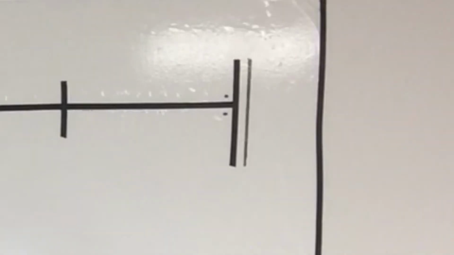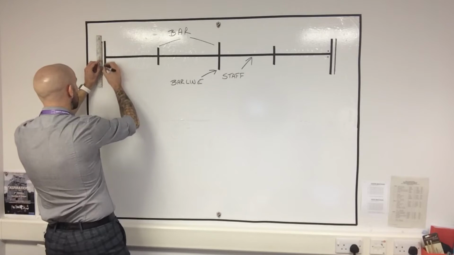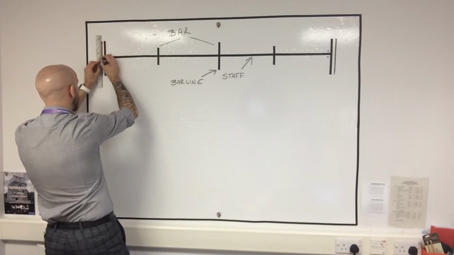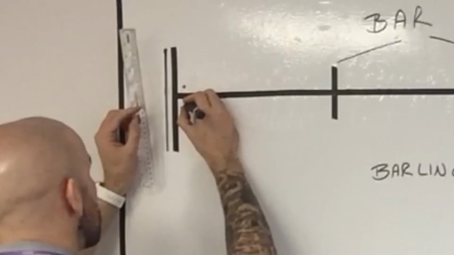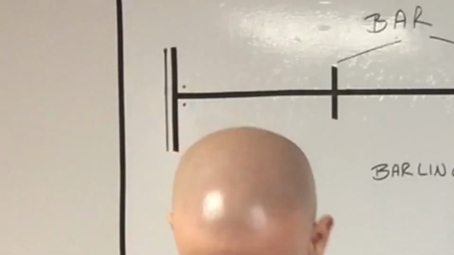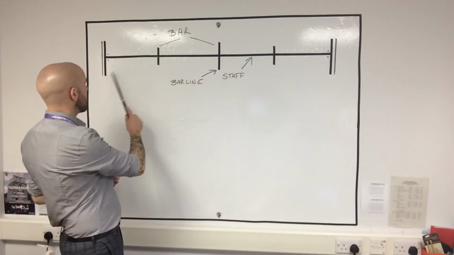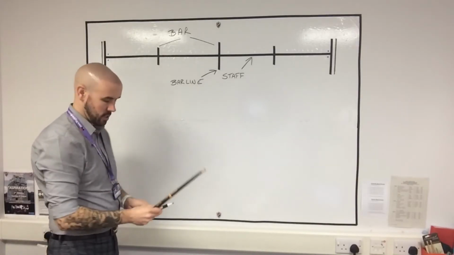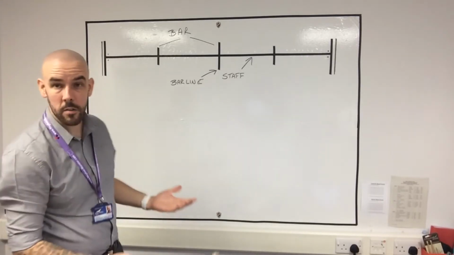There. So there's my double bar line at the end, and I'm going to put one here at the start. And again, I'll try and make this one thicker for you so you can see it easier. And that's it there. So that now tells me that this line of music is to be repeated. And they're called repeat marks.